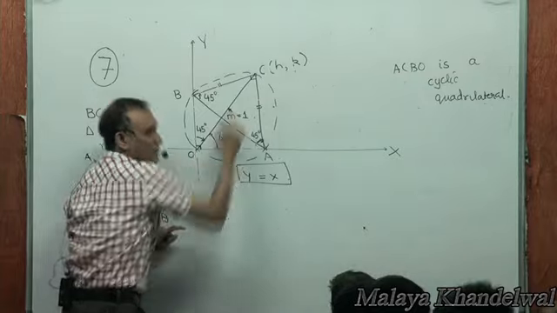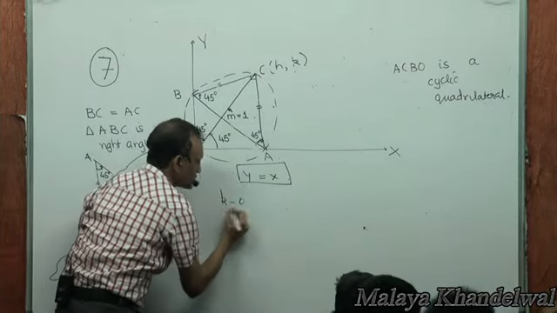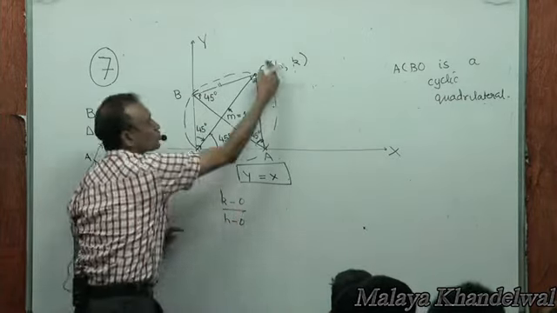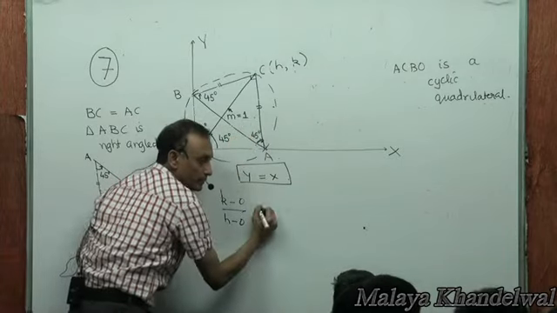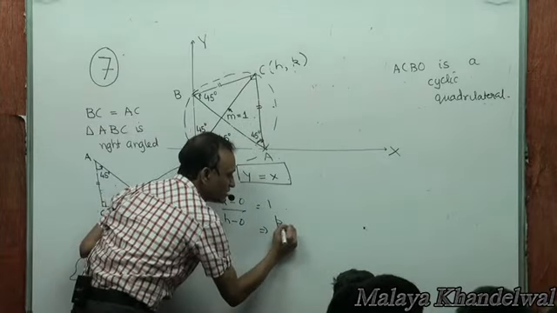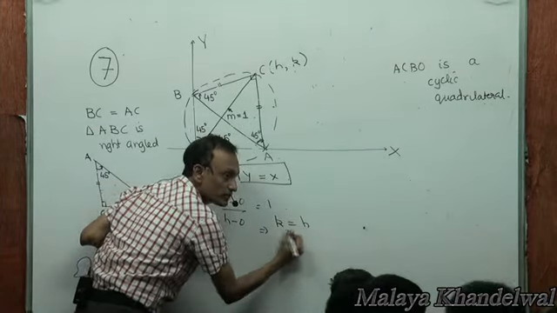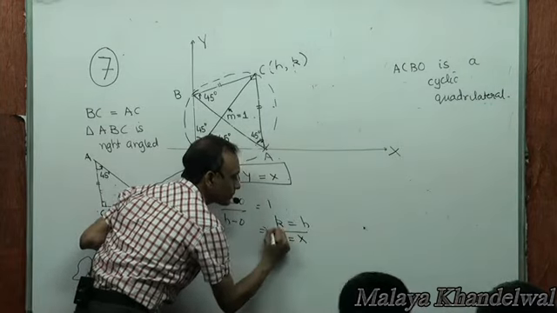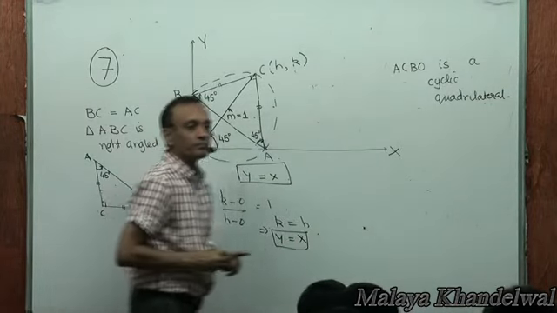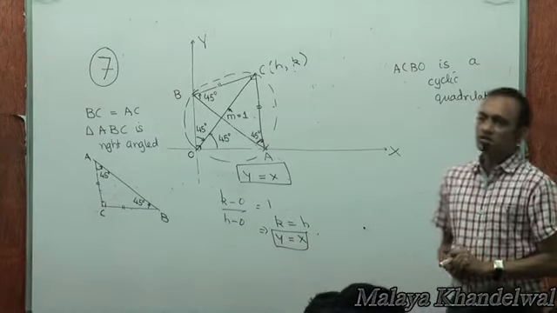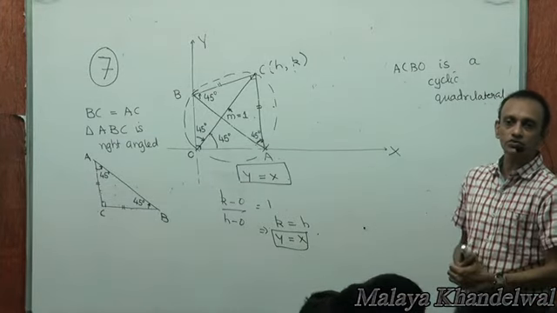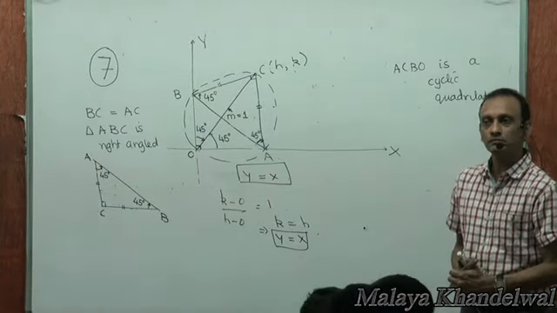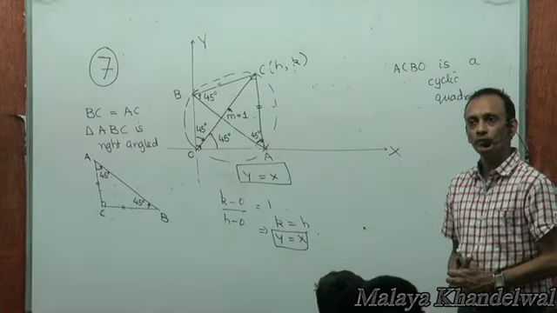See? k minus 0 by h minus 0. That's the slope of this line, which must be 1. So k must be equal to h. Generalize. Put k equal to y, h equal to x, or y equal to x. That's the locus of C. A straight line passing through the origin with slope 1. Yes or no?